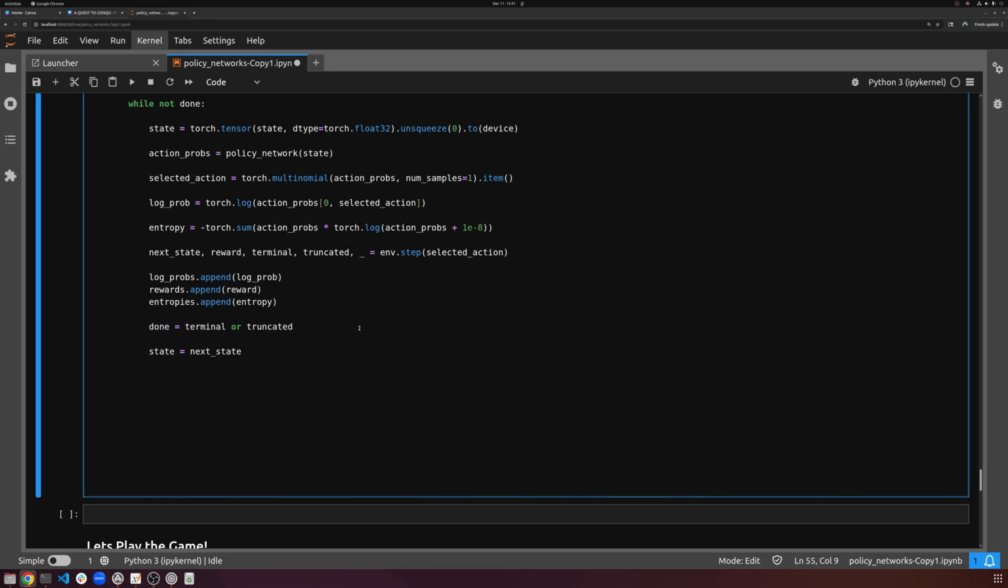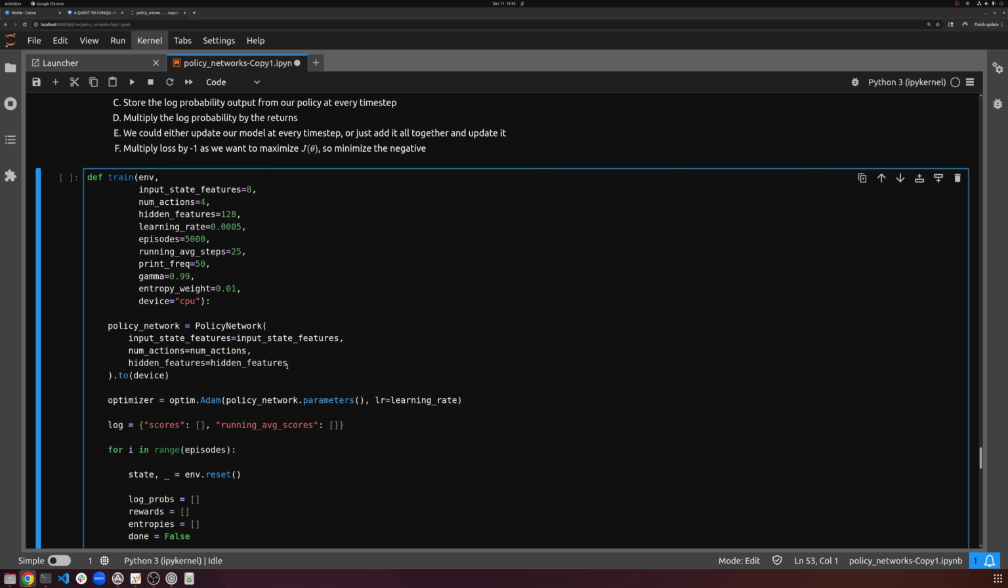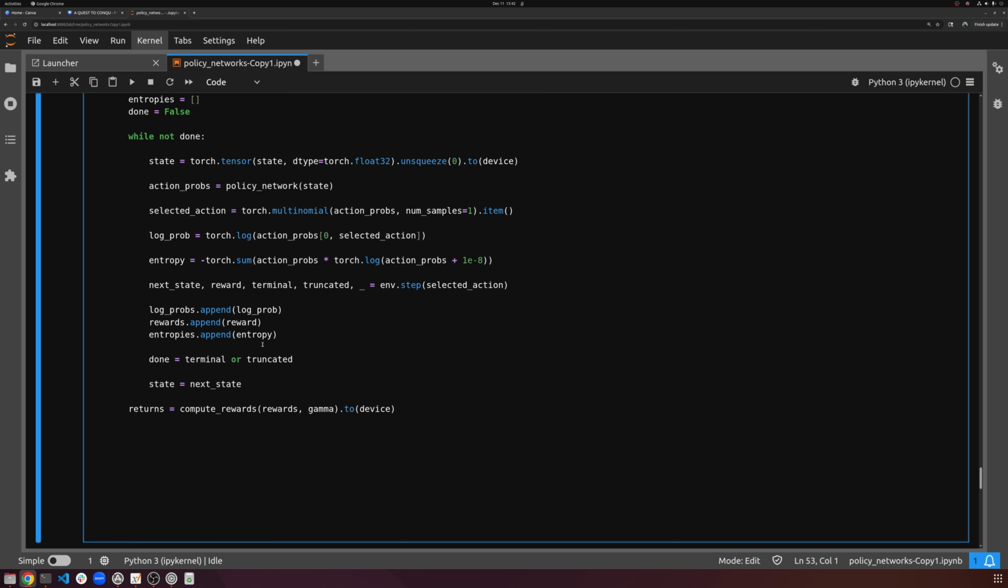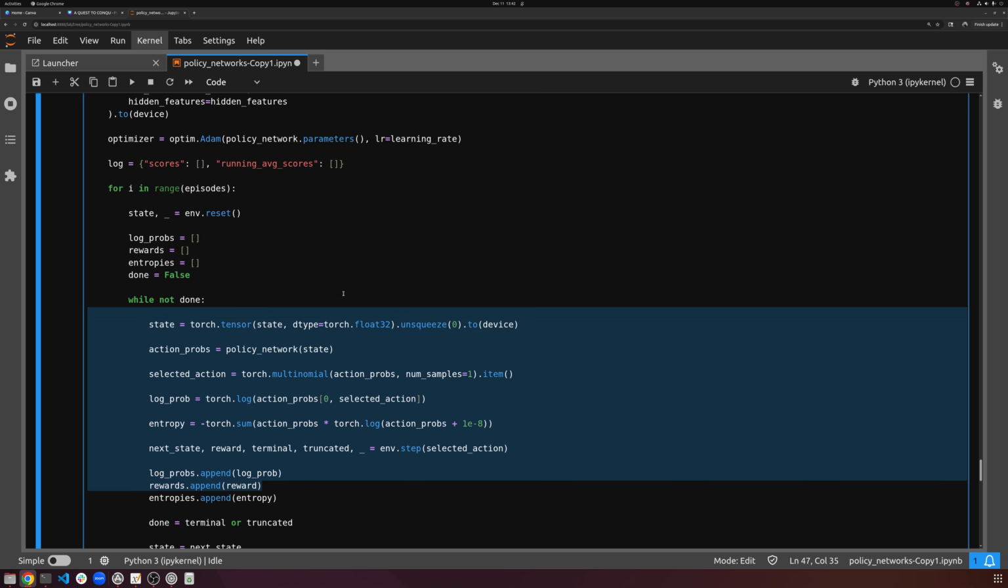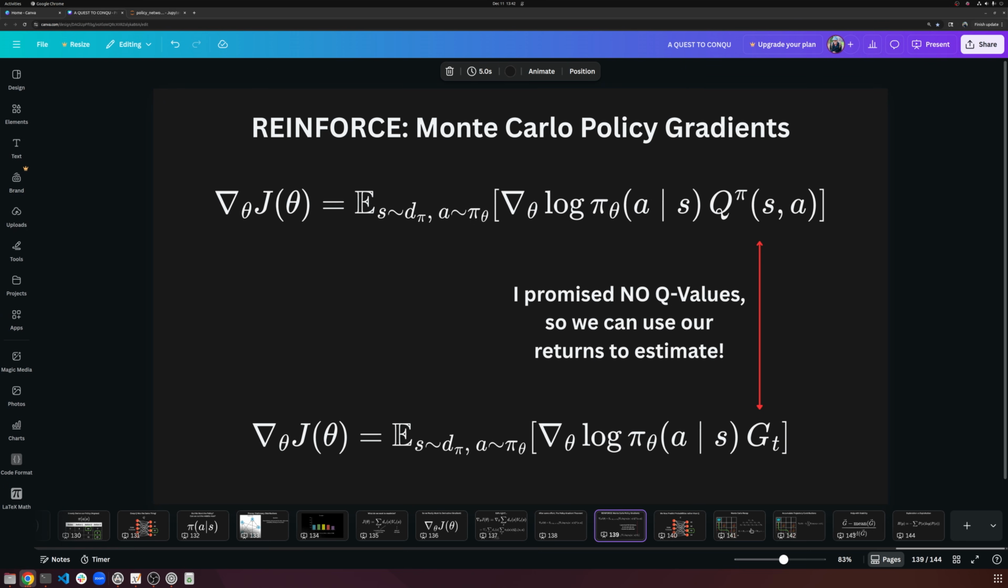There we go. Now, once the game is over, it's time for us to compute our returns. The returns is going to be equal to the compute rewards method that we just wrote earlier. It's going to take the rewards with whatever gamma we picked, and we make sure it's on the correct device. And there we go. Nothing too crazy. We've completed a game and we've stored up a reward trajectory. That's basically what we have right here.